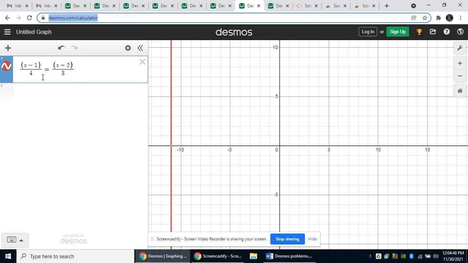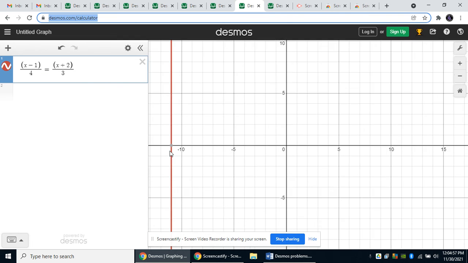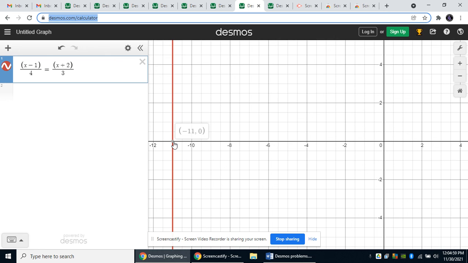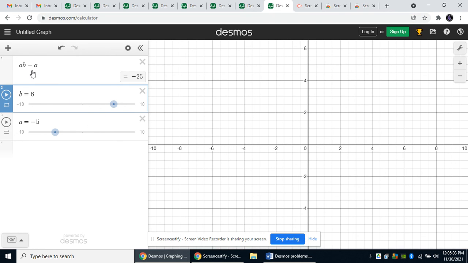What about here, where we want kids to be able to basically use the butterfly method and figure out what x's value is going to be? Well, they just simply type it in and they can see, well, looks like x is -11 will be your answer. And the final question, a times b minus a. When a is -5 and b is 6, what's your answer? Well, we quickly from Desmos get the answer to be -25.